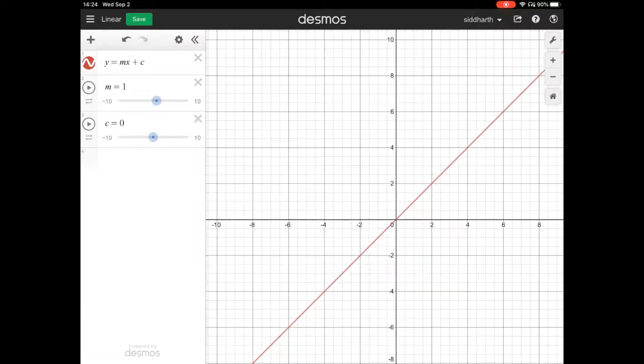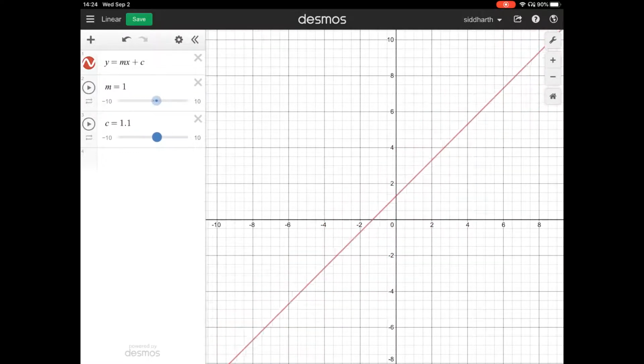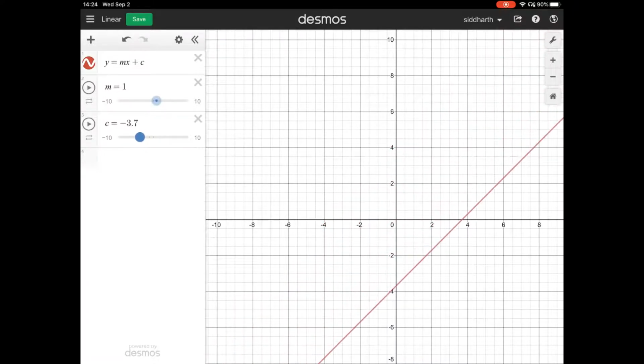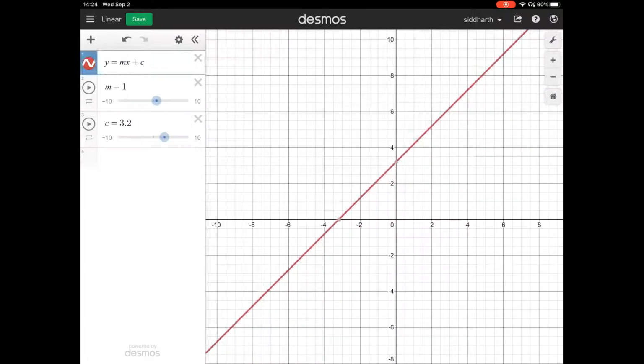Let's start with c. As you can see, when I move the value of c around, you can see that the graph goes up or down, depending on the value of c. However, the actual definition is the y-intercept of the graph. That is the point where the graph touches the y-axis, like over here. So c is equal to 3.2 over here, and indeed, this graph touches the y-axis at y is equal to 3.2. Now let us see how m affects the graph.